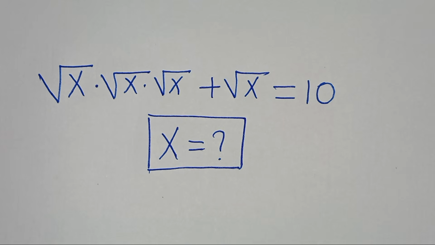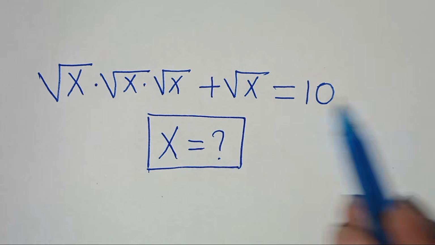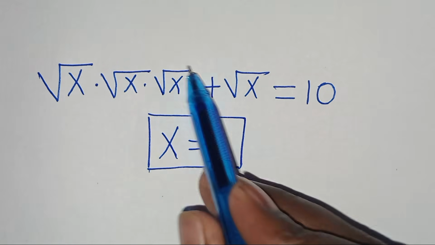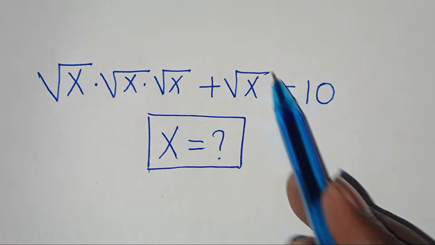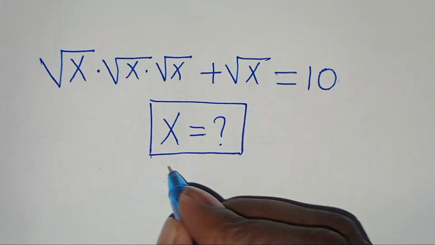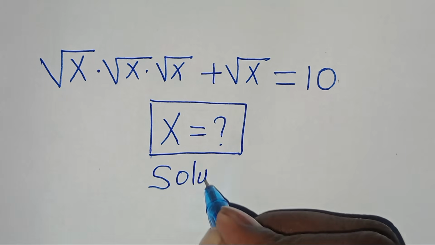Hello everyone, you're welcome to solve this nice square root math problem, which is the square root of x times square root of x times square root of x plus square root of x. This is equal to 10. So what is the value of x? Now let's provide a solution from here.